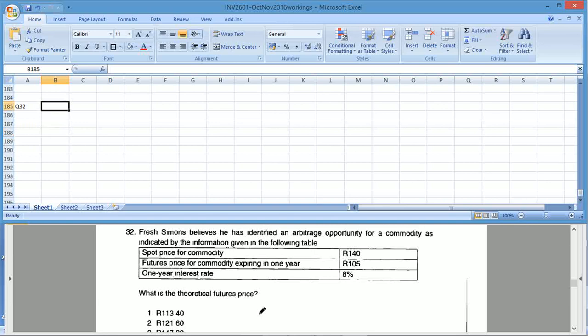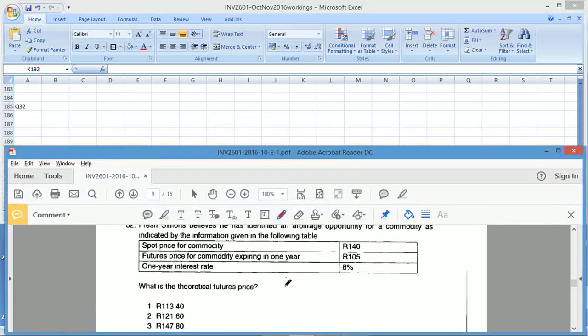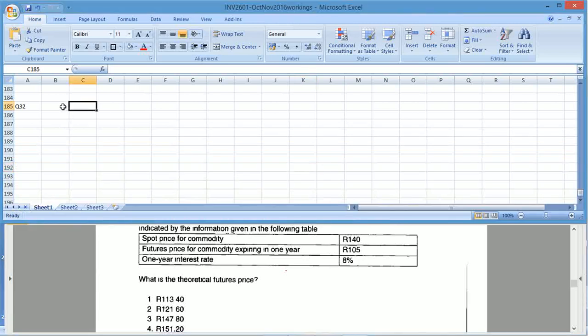The 1 year interest rate, that's the 1 year interest rate. So I need to work out the current theoretical futures price. So futures price meaning what is it theoretically now, because the futures price is a price that's quoted now in the market that relates to something that's going to expire in 1 year. So I need to discount the spot price for the commodity. That's the futures price for commodity expiring in 1 year, so in 1 year later on. So that means I need to discount.